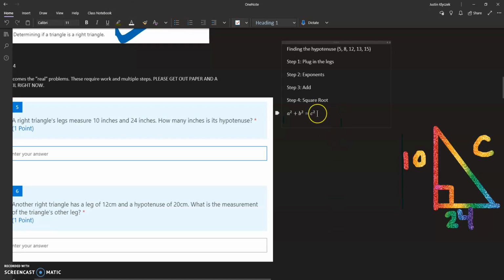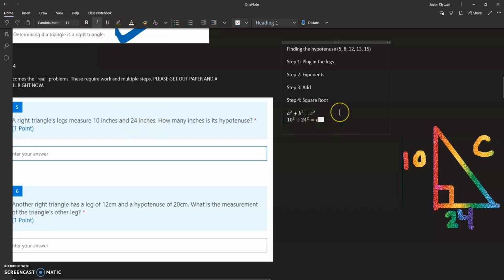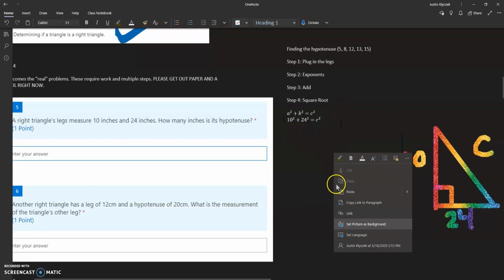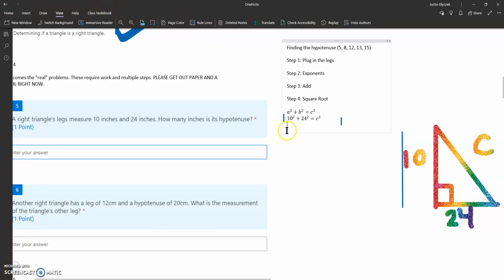Okay, so I'm going to plug in my A and my B. My A is going to be, why does it keep highlighting that? That's silly. My A is going to be either 10 or 24, doesn't matter which. And my B is going to be the other one, whatever that might be. Can't see what I'm typing here. Don't know why it's doing that. No color. Okay. You know what? Let me change the background of this thing. All right, I switched my background to a light background.